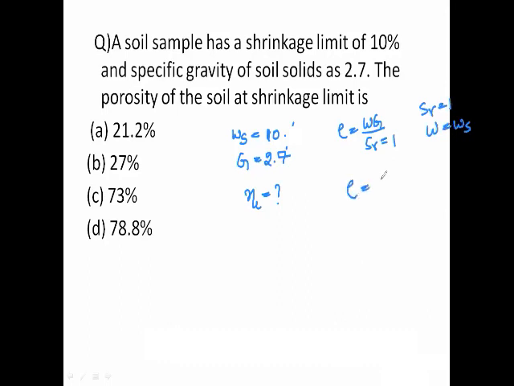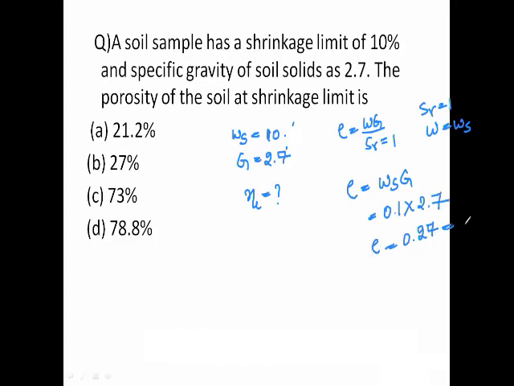Therefore, we can write e is equal to Ws into G. So what is that? I want e. So e is equal to Ws, which is 0.1, because 10% you have to take 0.1, into G, which is 2.7. So by this you can find the void ratio. This void ratio will become 0.27. Okay, this is the void ratio.